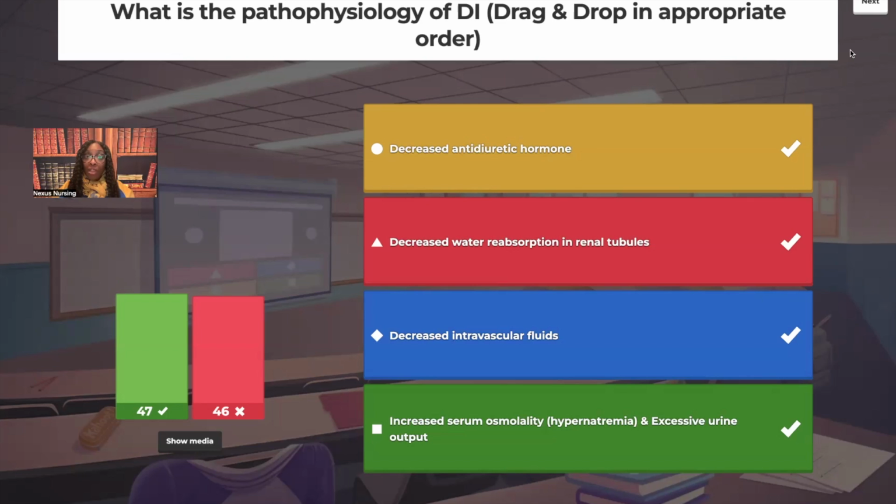But excessive urine output. So urine output is up because the patient is urinating all over the place. Serum osmolality is up. Guess what's down? Urine-specific gravity. This is very important. I promise you're going to be tested on it somewhere. If you're studying this right now, it's going to be a test question. You better know that. Let me explain this to you.